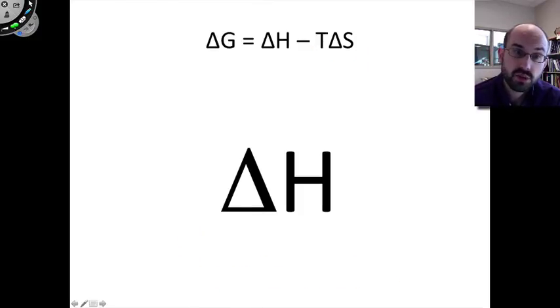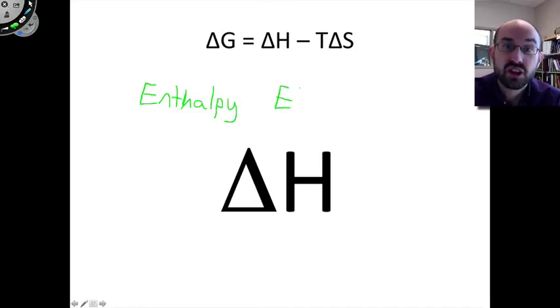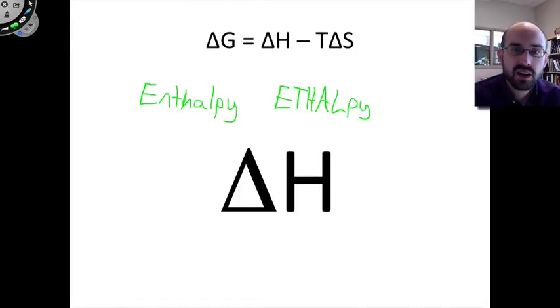The last term in this equation is delta H, and the formal definition of delta H is enthalpy, or we sometimes say enthalpy to help differentiate it from entropy. But the mnemonic here is, enthalpy has an H in the name, delta H, and the closest analogy for this is that it stands for heat energy.